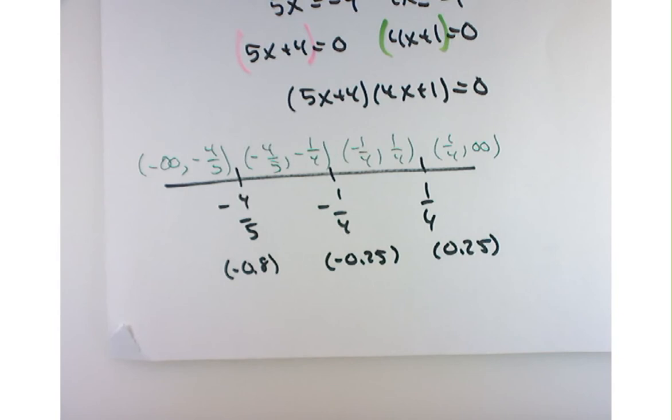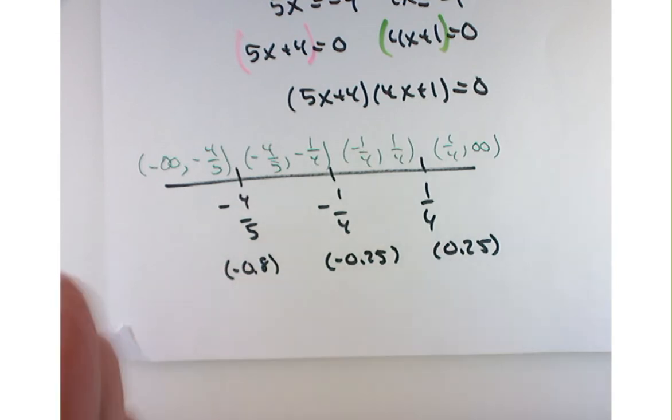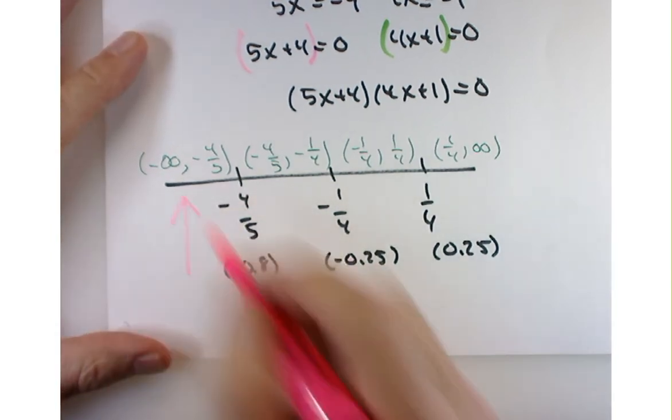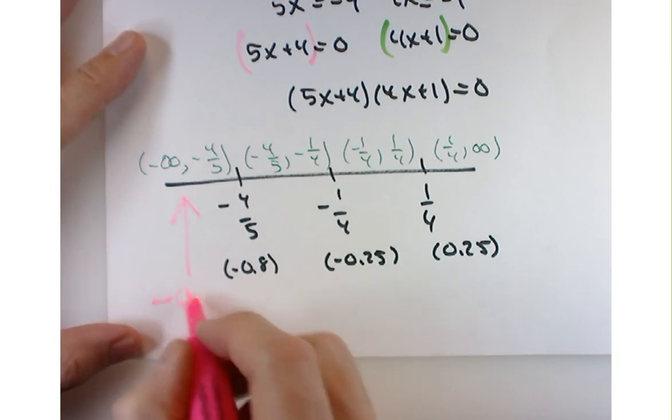Can you understand now why I put these decimal values down? I need to find points in between here. So, Devin, what's a point to the left of this one? -0.9. Great.